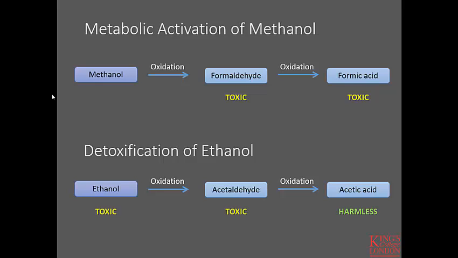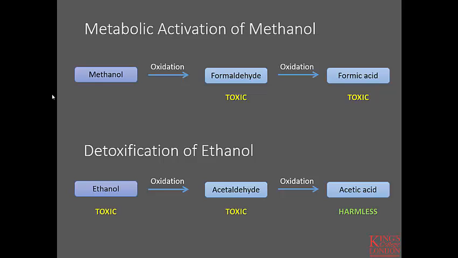So this slide is just illustrating how when a chemical is passing through this particular system for elimination, the products that are formed can actually become more toxic. Or, at the same time, passing through a very similar system, they can be detoxified and become harmless. And so if you look at the example of methanol and ethanol, both methanol and ethanol are oxidized in a similar fashion.